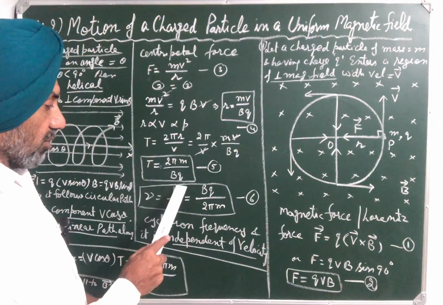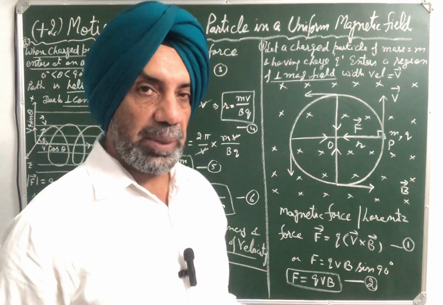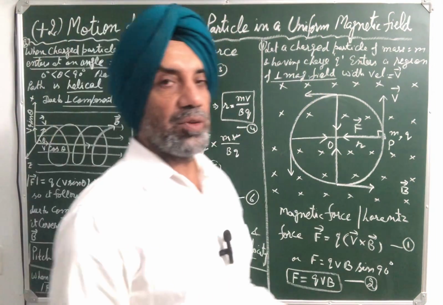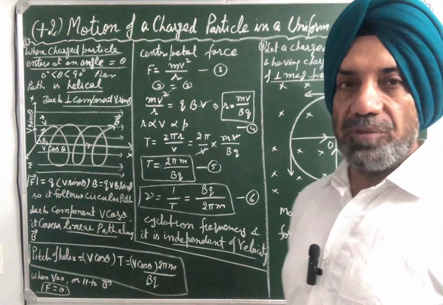Then frequency, 1 upon T, is given by B q by 2 pi m. So this means frequency is also independent of the speed of the charged particle, and this frequency is known as cyclotron frequency. So this will be the principle of cyclotron basically.